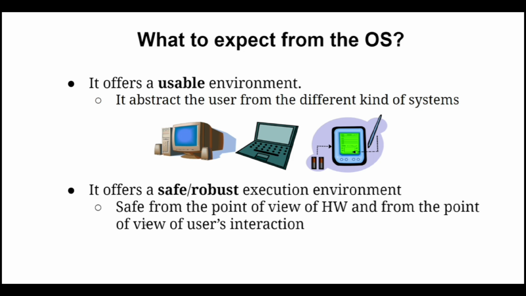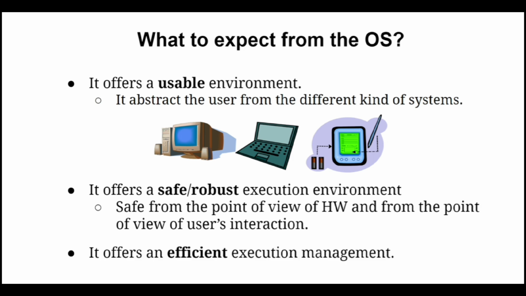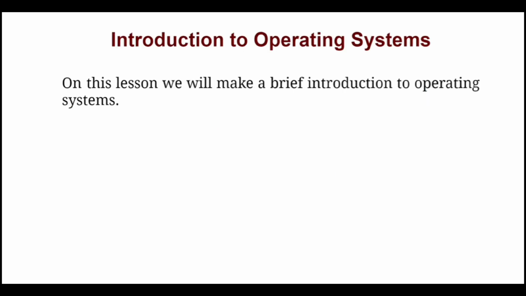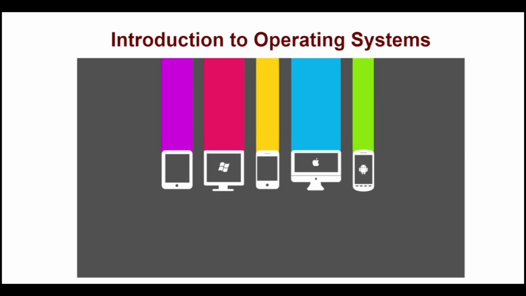It also needs to offer a safe and robust execution environment that will be safe from the point of view of the hardware and also from the point of view of users' interaction. Finally, the operating system also needs to be efficient, so that we can do all of our work efficiently with it. Very well, with this we end this brief lesson and gentle introduction to operating systems.